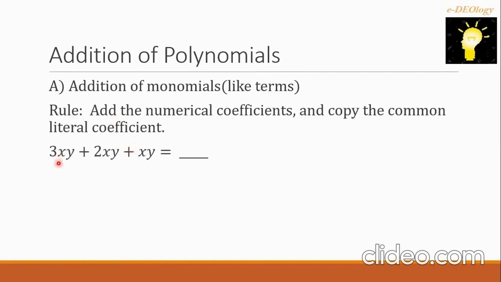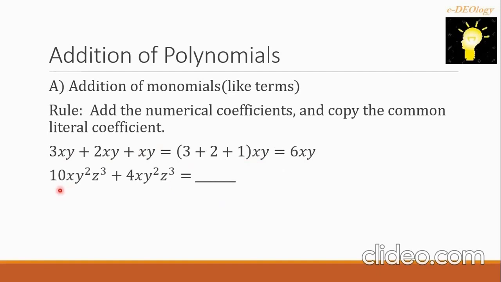Let's see an example. 3xy plus 2xy plus xy. So we are sure that this group of terms are like. So we can add the numerical coefficients. I collected the 3, the 2, and the 1. The 1 is the coefficient of the xy. And then for the literal coefficient, we simply copy that same and common literal coefficient. So 3 plus 2 plus 1 gives us 6, and the xy, the literal coefficient, is simply affixed.